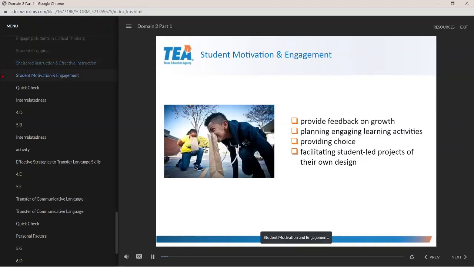Student motivation and engagement. Student motivation and engagement are key factors for language acquisition, academic achievement, and positive behavior. Many variables can impact an English learner's motivation. This may include the language learning environment, the student's age, personality, cognitive development, and other sociocultural factors. ESL teachers can positively influence motivation with the following strategies: provide feedback on growth, planning engaging learning activities, providing choice, and facilitating student-led projects of their own design.